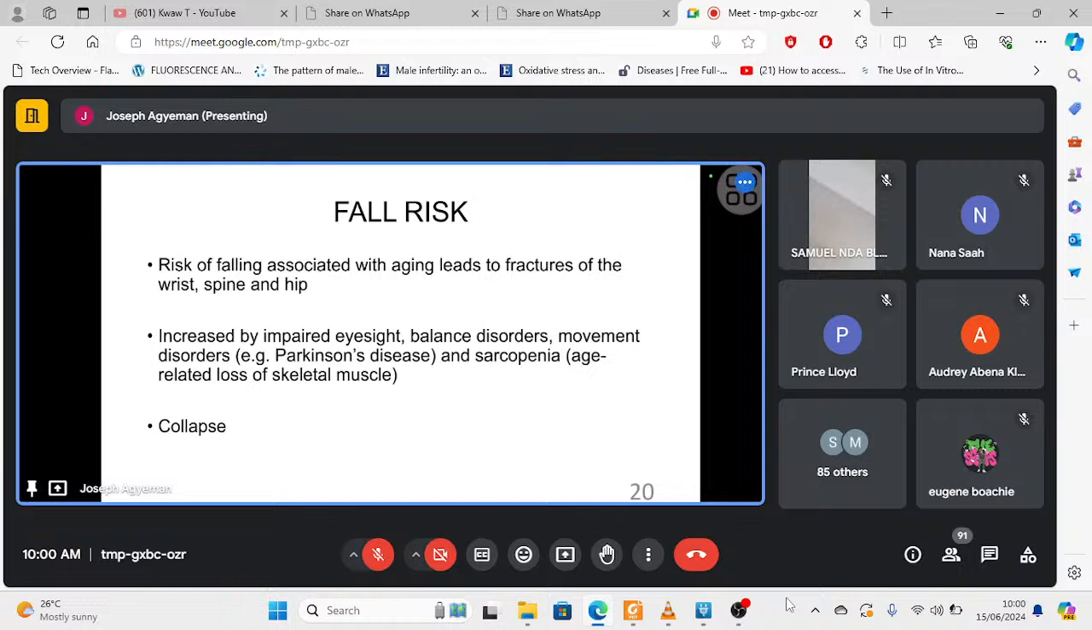If somebody has any condition and collapses, of course, the person will fall. If there are issues like impaired eyesight, if you can't see well, it increases your chances of falling. If you have balance disorders, movement disorders such as Parkinsonism, or if you have sarcopenia, that is age-related loss of skeletal muscle, it affects your muscle strength, and you can easily fall. So all of these are problems.